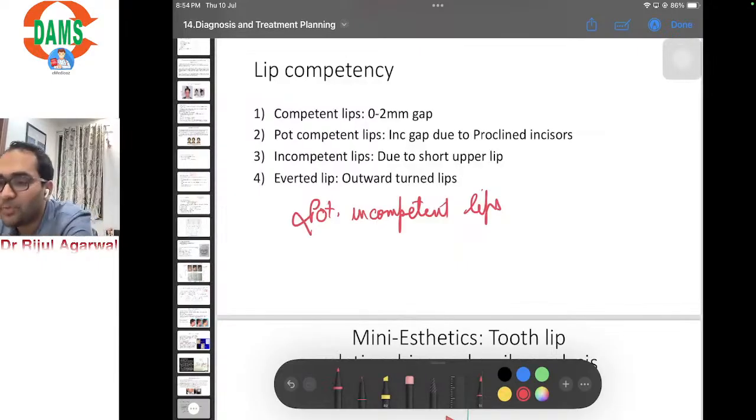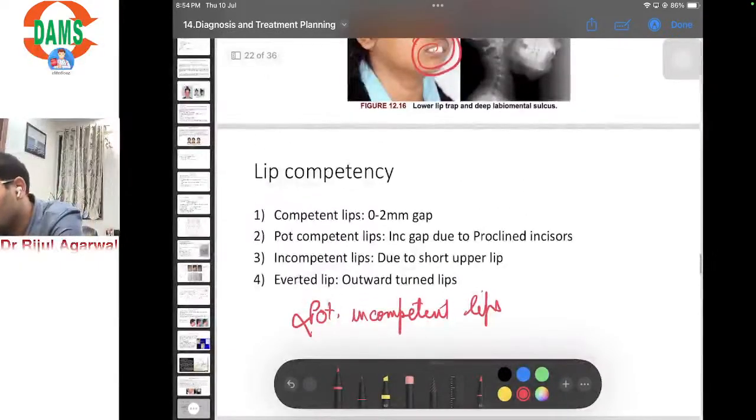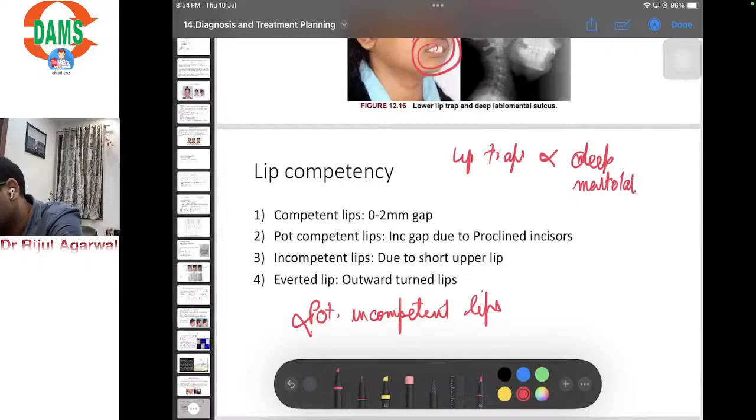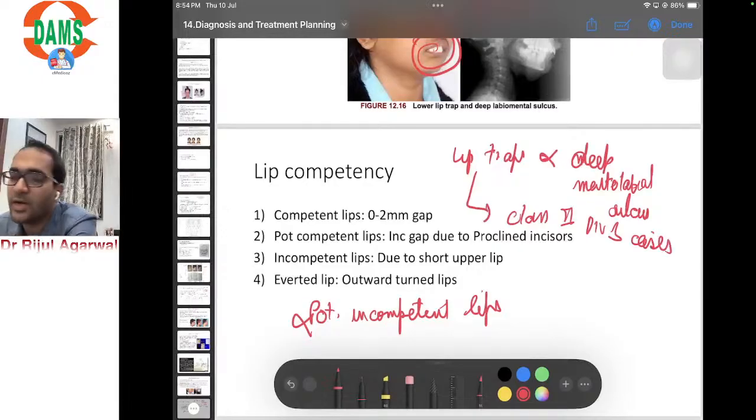Okay, so if you want, that was the clinical explanation, in MCQ terms this is what you have to understand. All lip trap cases do not lead to deep mentolabial sulcus, but lip trap is present in all class 2 div 1 cases because of proclined incisors. If you want to understand it in MCQ terms or to clear your concept, I hope now it's clear. Because of proclined incisors lip trap is present in class 2 div 1 cases.